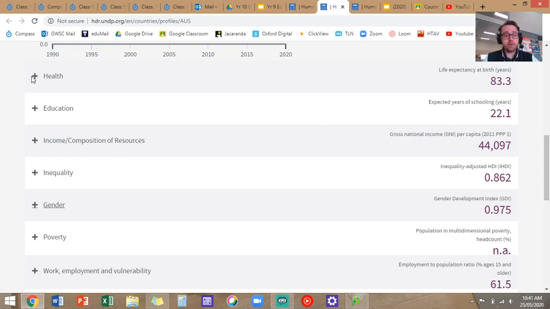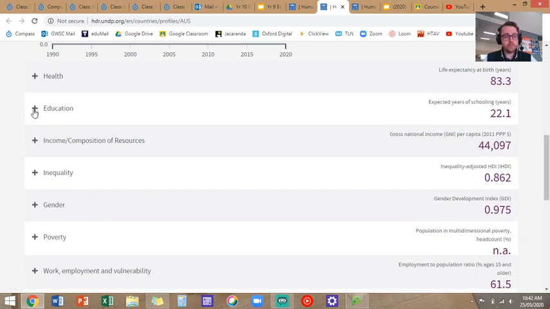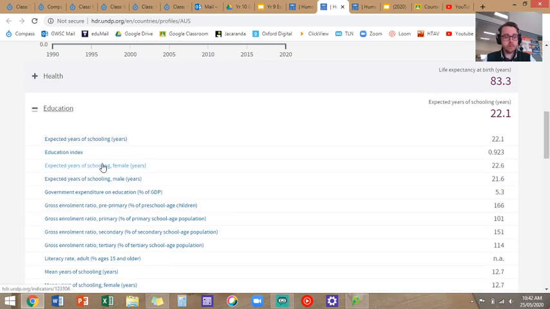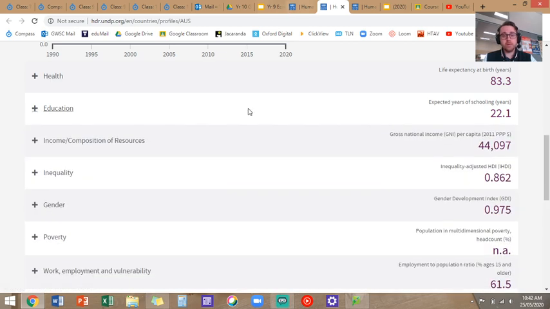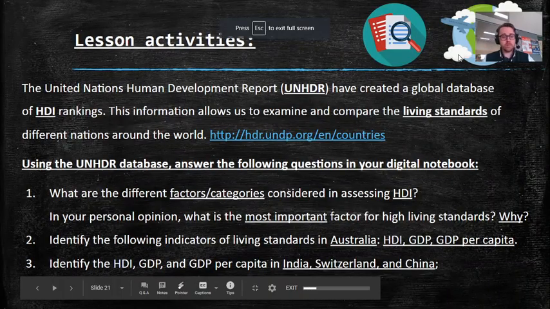And if you click on the little plus sign, bonk, it gives you more information about that little factor, that category. So you can see under health, they've got your life expectancy, they've got the rate of HIV, so various diseases, child malnutrition. If I go into, for example, education, bonk, it shows you the average years of schooling, the literacy rate, so how many people can read in this country, etc. So that's what question 1's asking for. Looking through these factors, what are they, first of all, and what do you believe is the most important one to having high living standards?